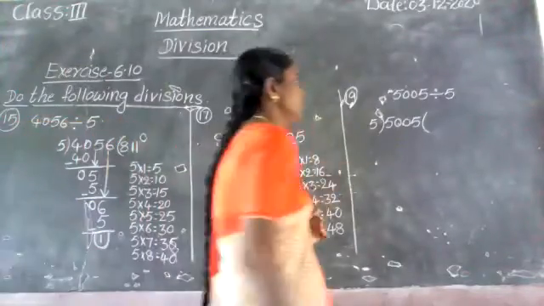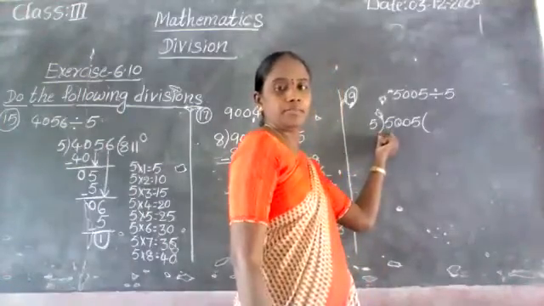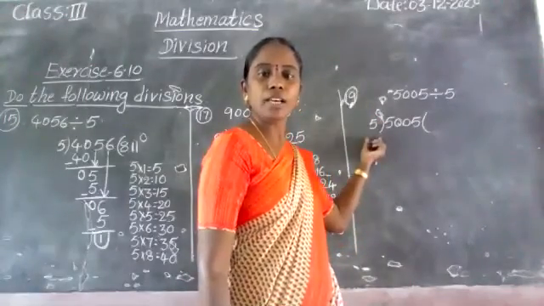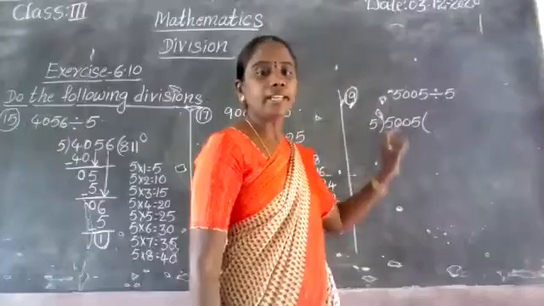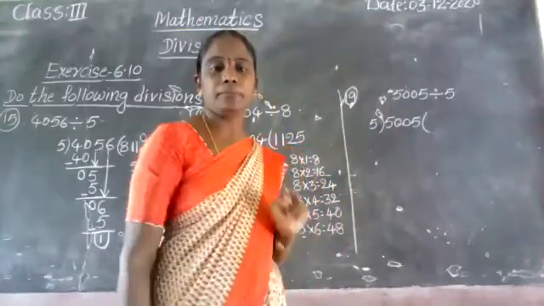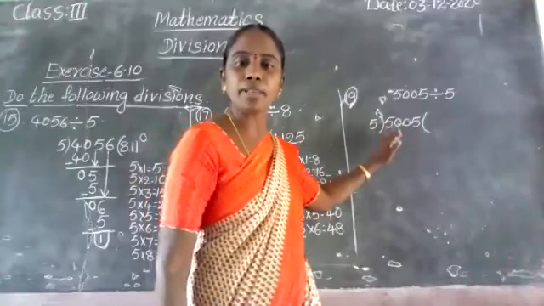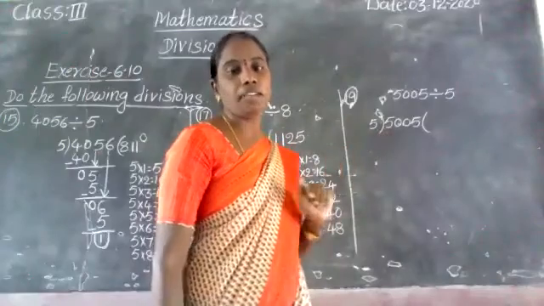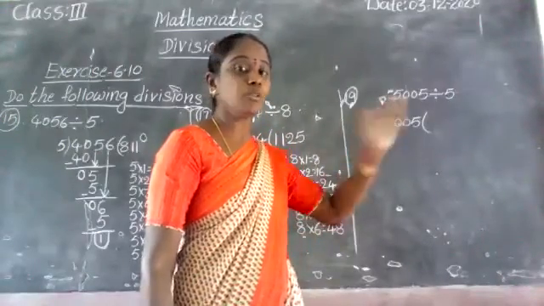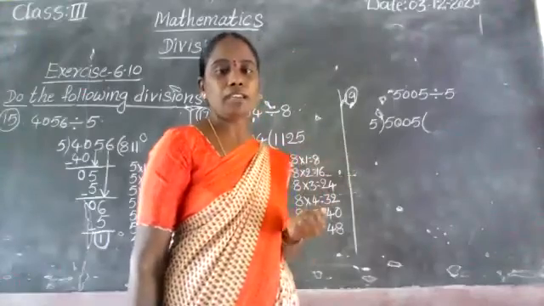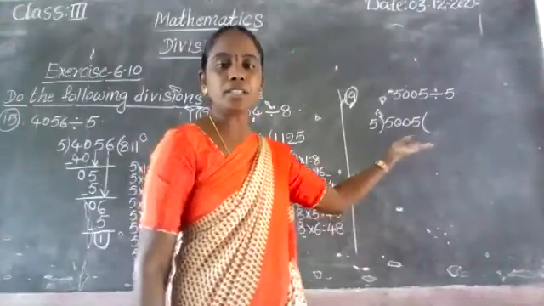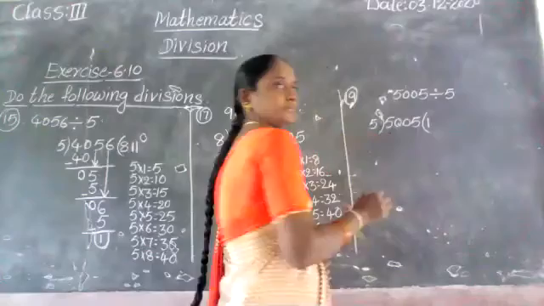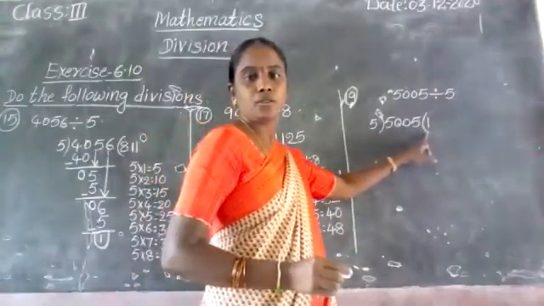Now here both are equal. The dividend's first number is 5 and the divisor is 5. So both are equal. So what do we do? Take a 1-digit number, that is 5, the thousands place number 5. 5 divided by 5. What is the quotient? 5 ones are 5. So 1 is the quotient. Write 1 in the quotient place.